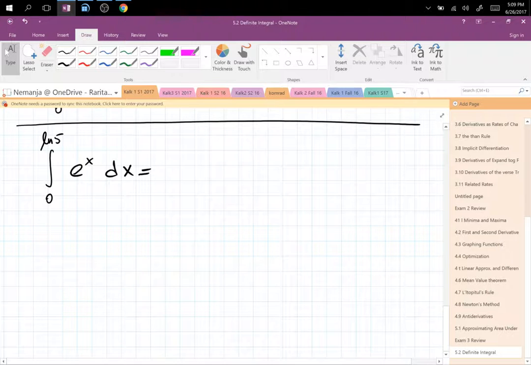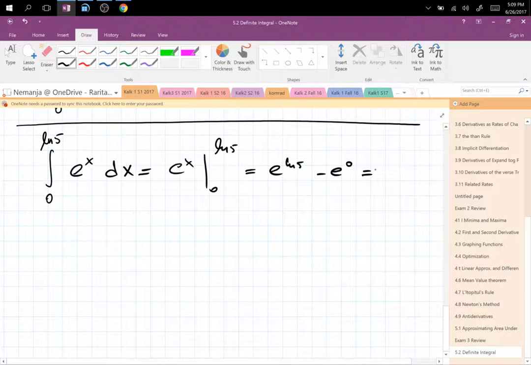What is the integral of e to the x? Good. Computed from 0 to ln 5. So we have e to the ln 5 minus e to the 0. How much is e to the ln 5? And how much is e to the 0? The answer is 4.